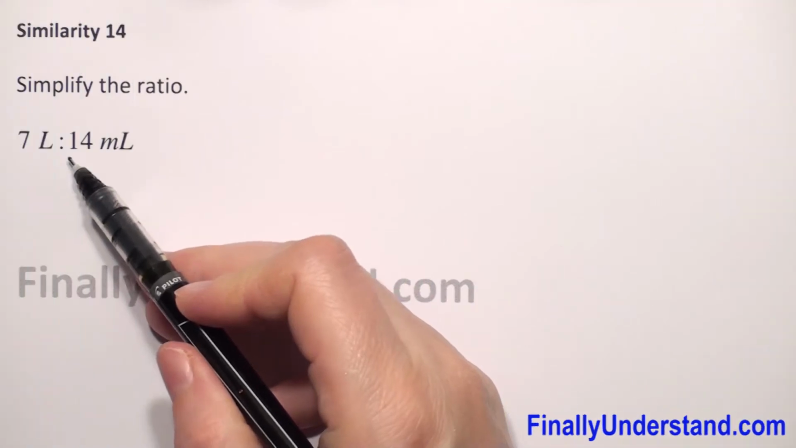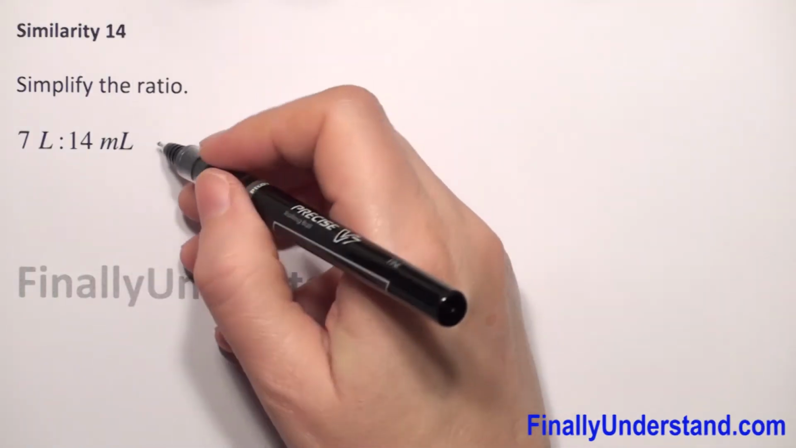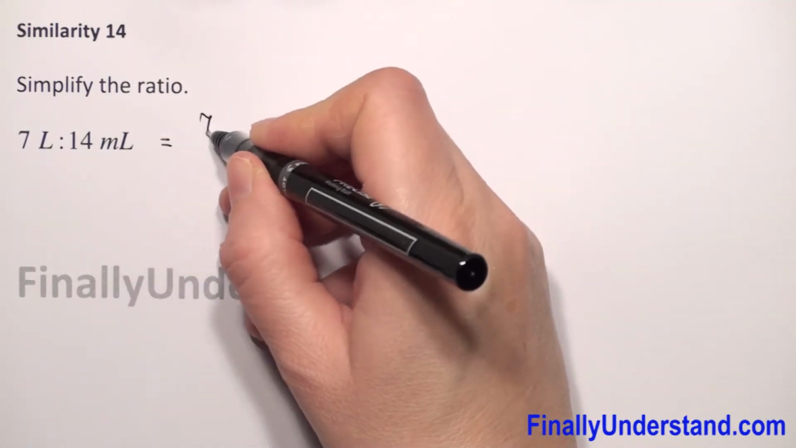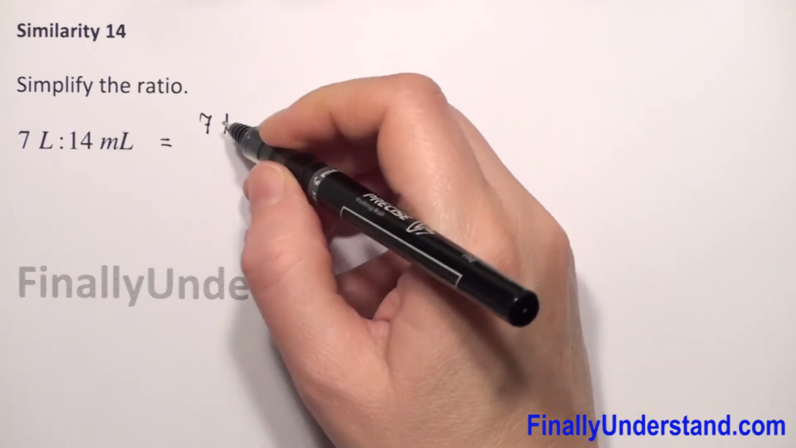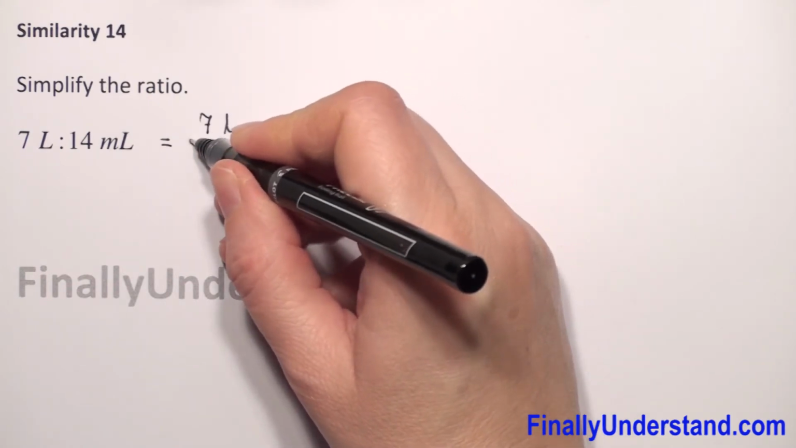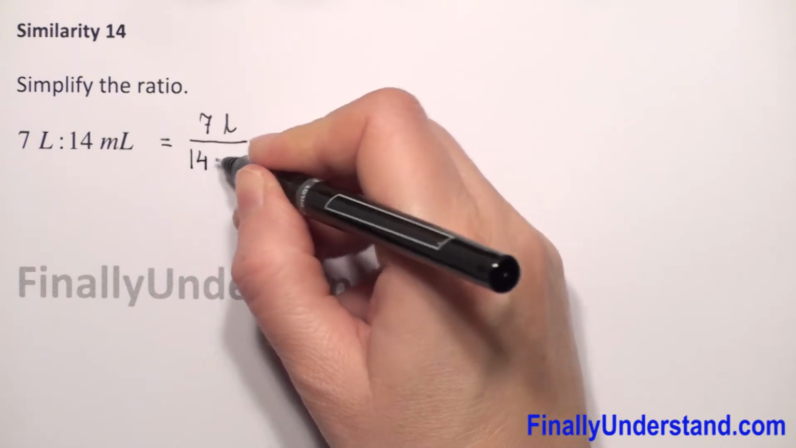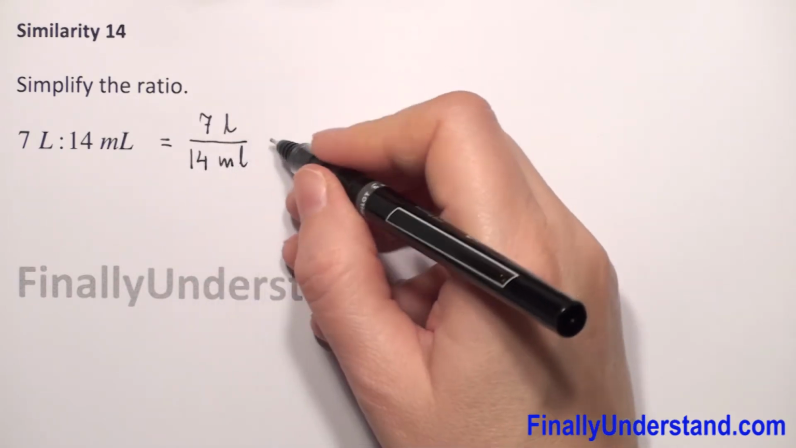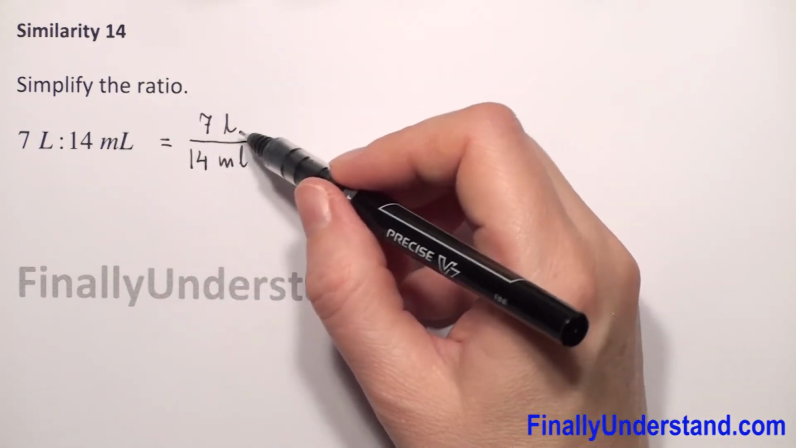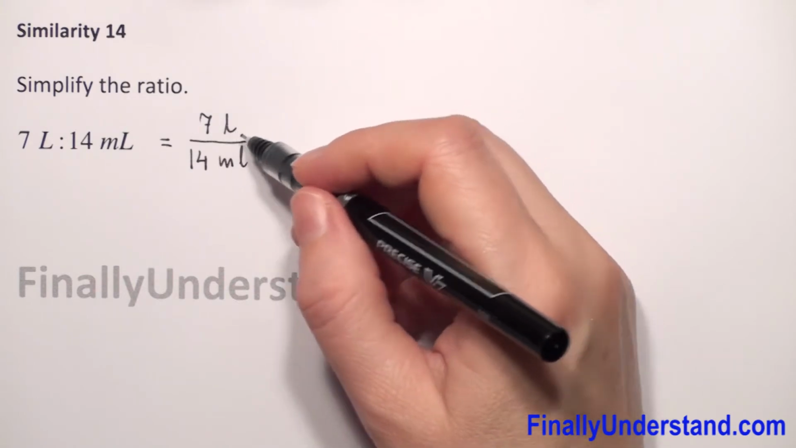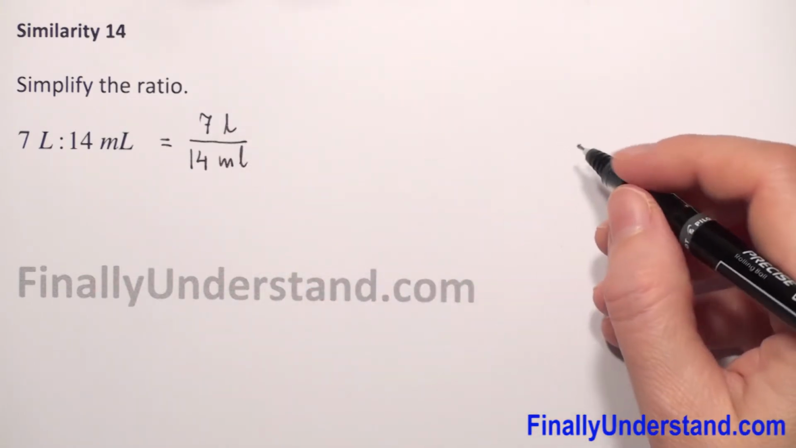We have to simplify the given ratio. We have 7 liters to 14 milliliters. We can rewrite that as 7 liters in the numerator over 14 milliliters. What else? We know that 1 liter is 1000 milliliters.